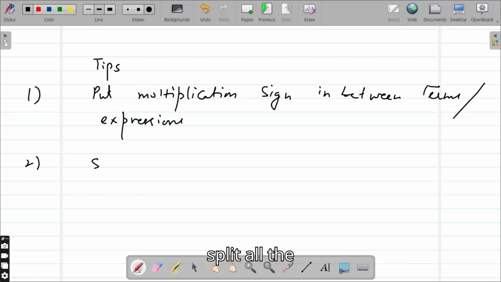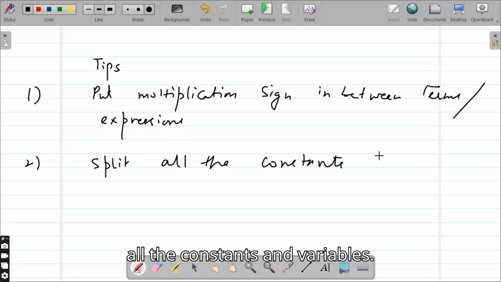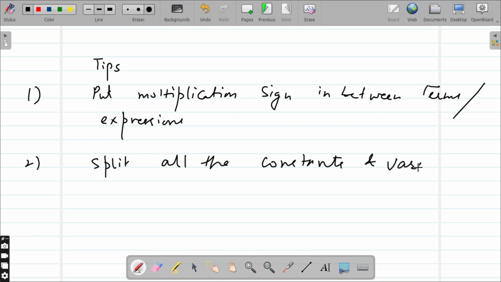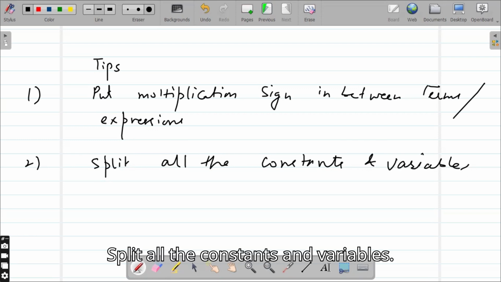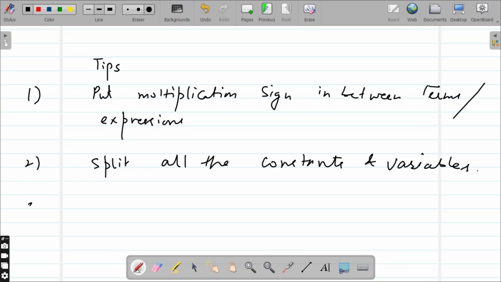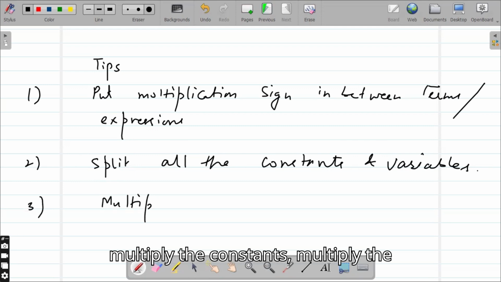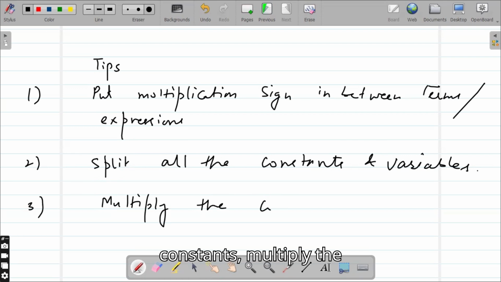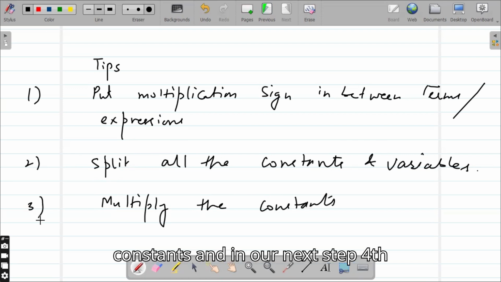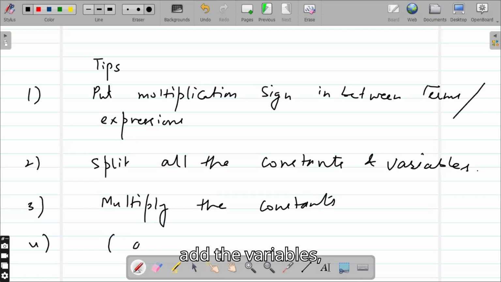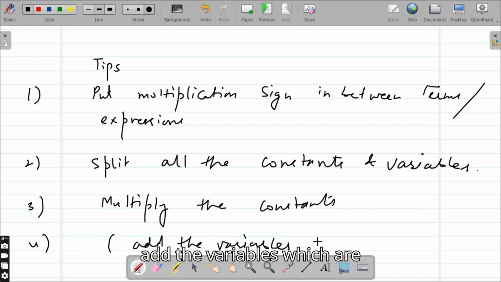Second step is split all the constants and variables. Whatever is given, split all these. Now, third, multiply the constants. And in our next step, fourth, add the variables which are the same.